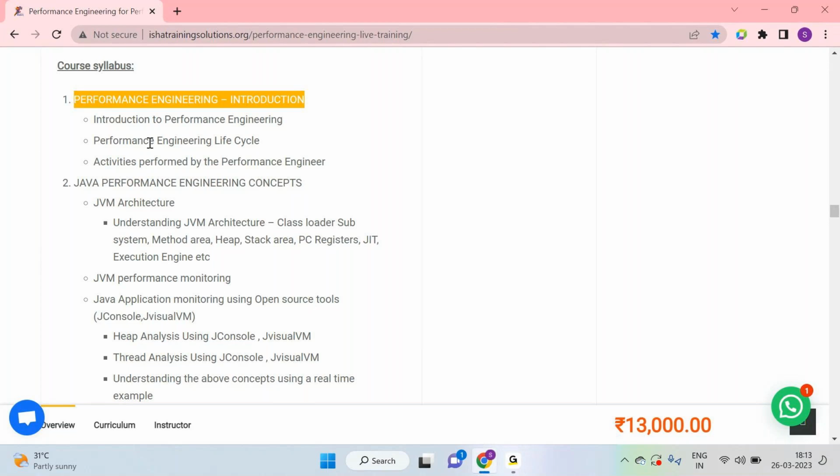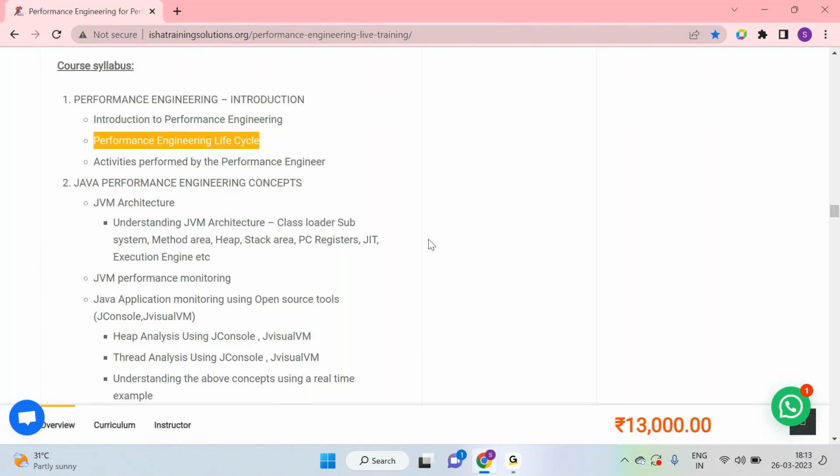So the next important topic is the performance engineering life cycle. Any activity that we do in the software side has a life cycle. SDLC, the software development life cycle: when developers do their activity, they follow a certain life cycle. When software testers do certain activity, they follow STLC, the software testing life cycle. Even performance testers, when doing performance testing, follow a performance testing life cycle.